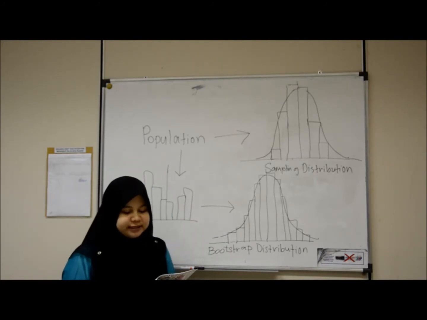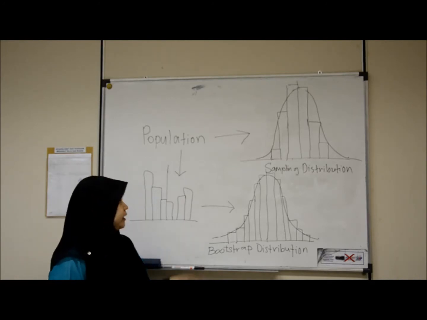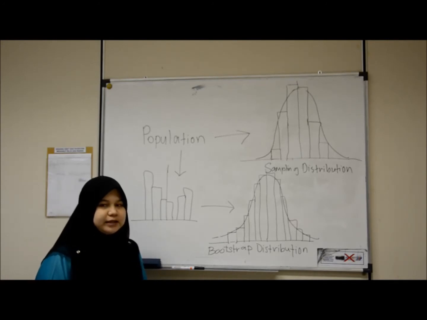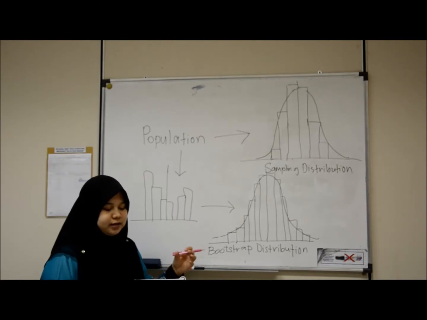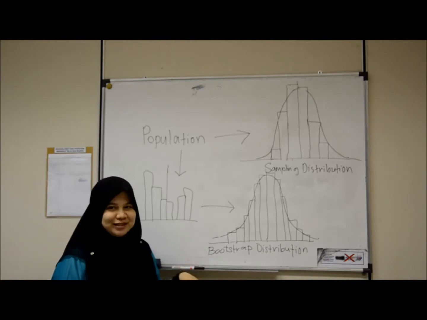Bootstrap distribution is the distribution of many bootstrap statistics. For example, from a population, we take one simple random sample. From that simple random sample, we resample again until finished, and then you can get this bootstrap distribution.